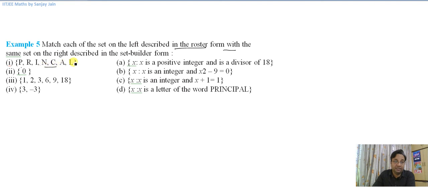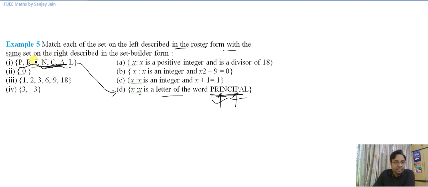These are the elements in this set. If you look at this word principal, obviously this is too obvious, right? So x is a letter of the word principal. The only difference in the letters written here and here is that letters are not repeated here, which is a characteristic of a set. Letters are not repeated in a set. So I is written only once here, and P is written only once here, otherwise all other elements are written. So this obviously is matched with this answer.